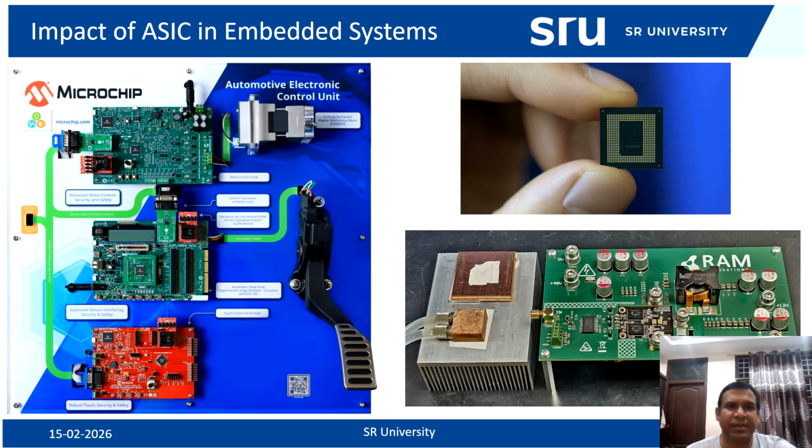Since the ASICs are designed and optimized for a specific function, they operate with greater stability and fewer errors. This reduces the chances of system failure and improves overall reliability. So, ASICs are widely used in critical applications such as automotive control systems and medical devices, where reliable performance is very much essential. And finally, ASIC provides better overall performance.